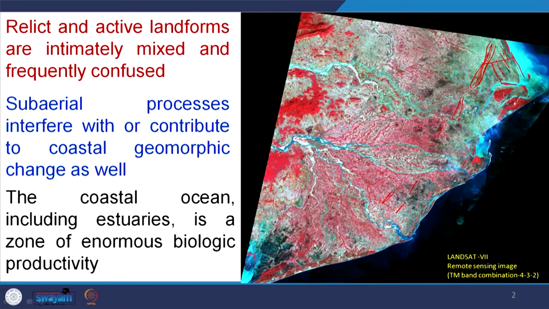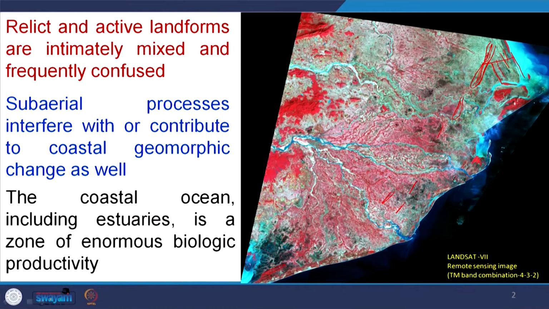Subaerial processes. Whenever we talk about coastal geomorphology, we are not only confining ourselves to marine activities or ocean activity along the coast. Subaerial processes like wind, rivers, and glaciers also contributed, in the geological past, to modifying these coastal structures or coastal plains. The coastal ocean, including estuaries, is a zone of enormous biological activity.